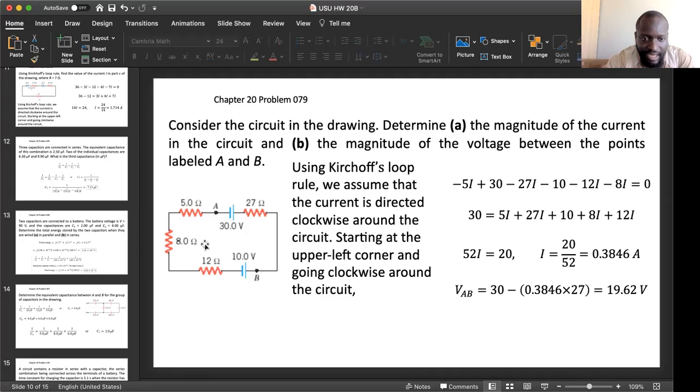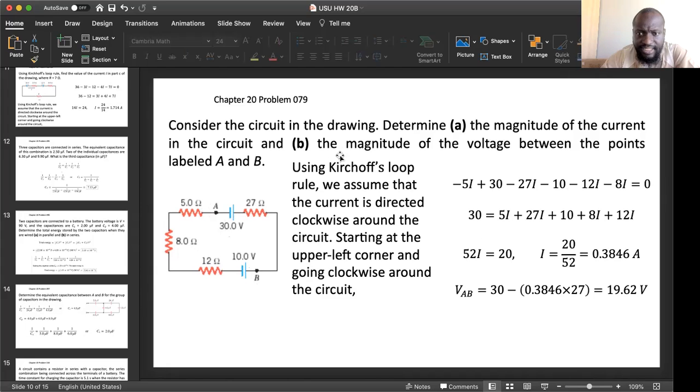So I'll go over this again. I choose my current clockwise, my loop clockwise, the same. So I'm going to have negative 5i, and my loop is coming from minus to plus, so plus 30, minus 27i, plus to minus, minus 10, minus 12i, minus 8i equals 0. And then here I solve. 30 equals, sum all the i's, so 30 minus 10 is 20 equals 52i. So I is 20 over 52, and you just get that answer for the A part.